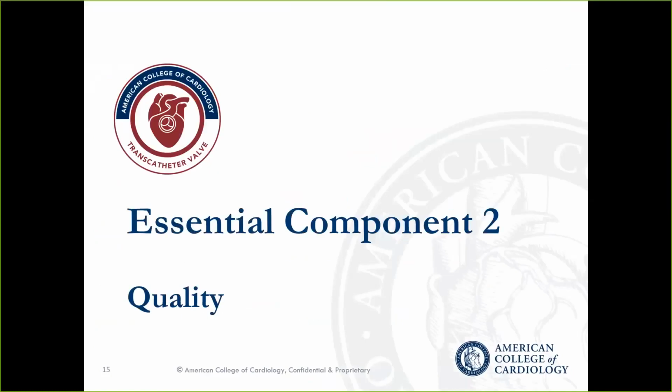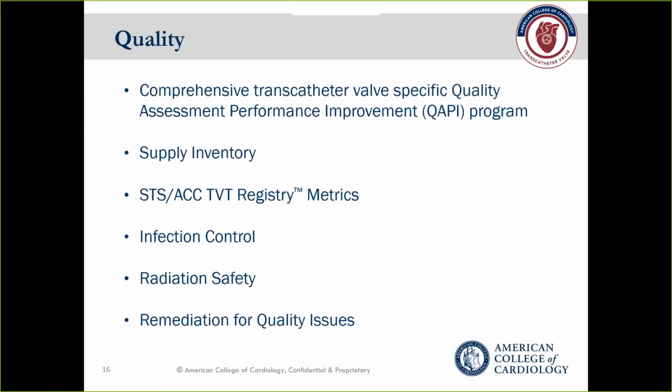Essential component 2 is over quality. We know quality is the cornerstone requirement for each facility. You need to have an established plan in place to incorporate continuous improvement for your transcatheter valve patient. We want there to be monitoring and evaluation of your processes so that you have a comprehensive approach to your patient care. So the first area we're going to talk about is a comprehensive transcatheter valve specific quality assessment performance improvement program. We want to see how you're incorporating that into your overall facility program. We're going to talk about supply inventory, your registry metrics, your infection control processes, radiation safety processes, and any remediation for potential quality issues.